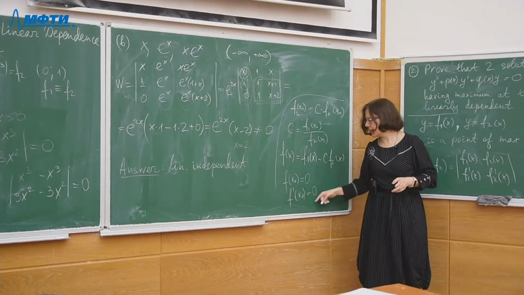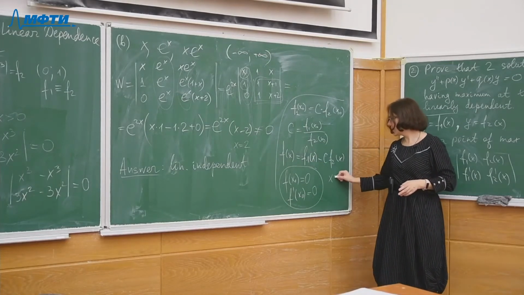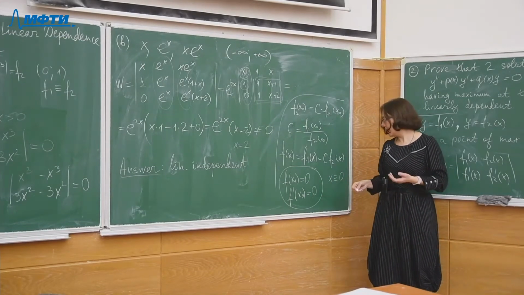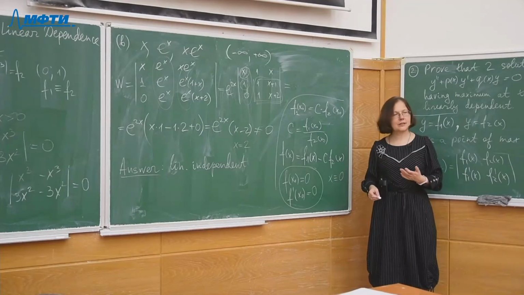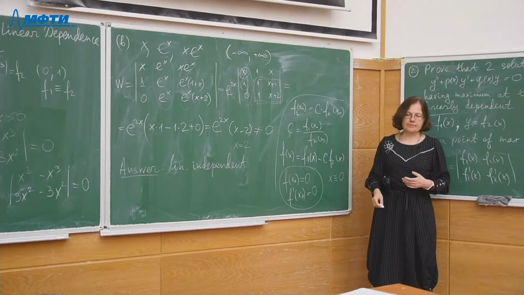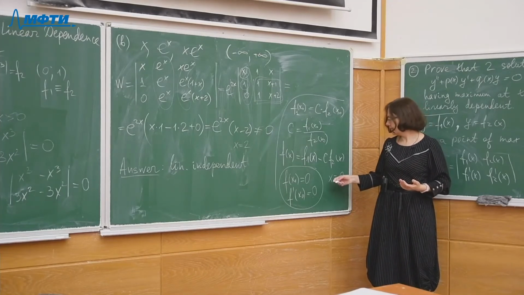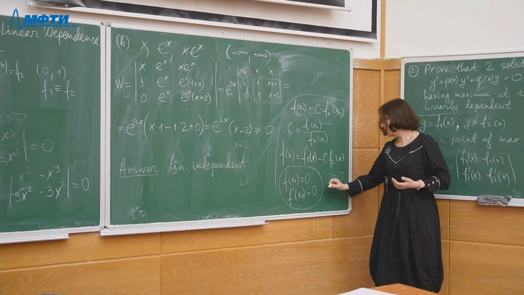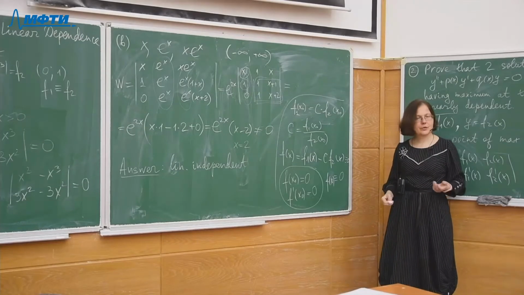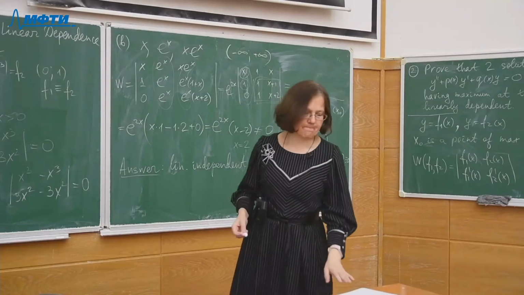Okay, so these are the initial conditions, and the function identically 0 satisfies these initial conditions. But by the Picard-Lindelof theorem, we know that the solution exists and is unique. So this means that f of x is identically 0, and therefore f1 equals c times f2. So this is a proof without the Wronskian. It can be done in this way.